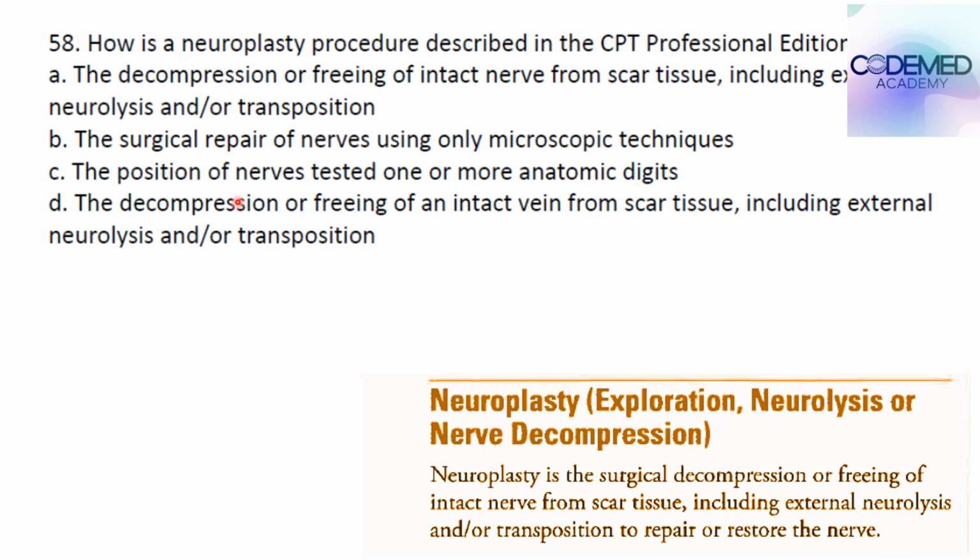If you see, the surgical repair of the nerve using only microscopic technique, that's not correct. Position of the nerve is not. So these are two, decompression. We will eliminate the wrong words and choose the right answer. Here everything is the same, except in A you have the intact nerve and here you have the intact vein, and neuro is a nerve, so A is the correct answer.